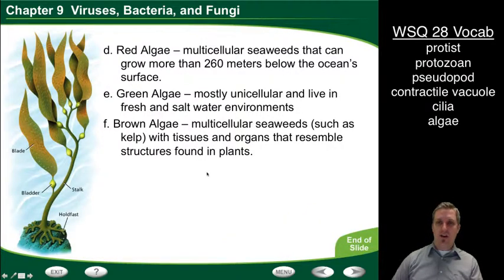You also have red algae. Red algae are a multicellular seaweed that can grow more than 260 meters below the ocean's surface. So that makes them pretty common, and they're red pigmented. I don't know if you ever noticed, deeper sea organisms typically have colors like red, because the red allows them to absorb more light in the deeper ocean, because that's actually the last color of light that can be seen.